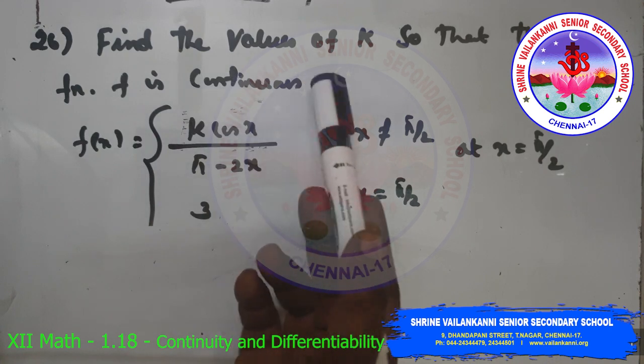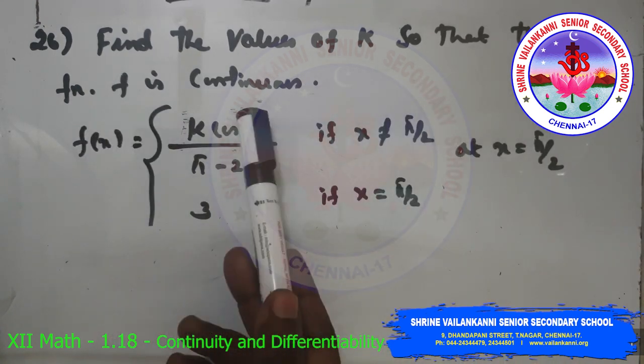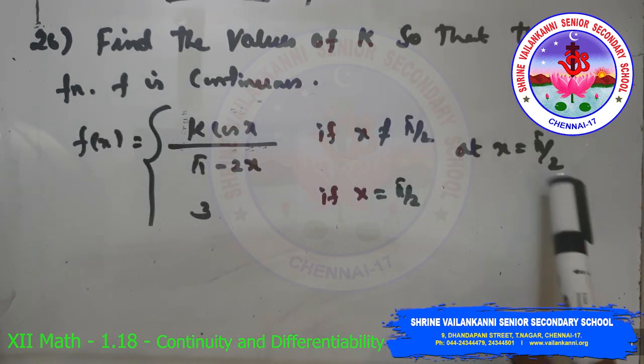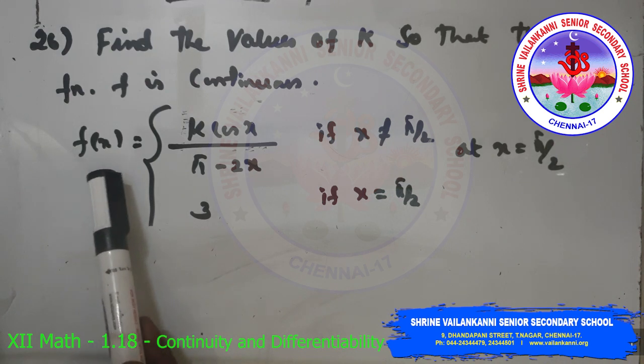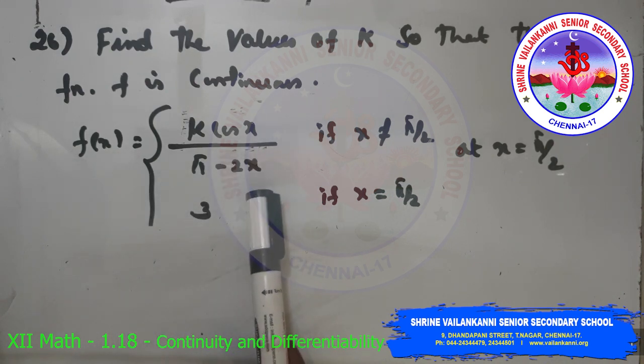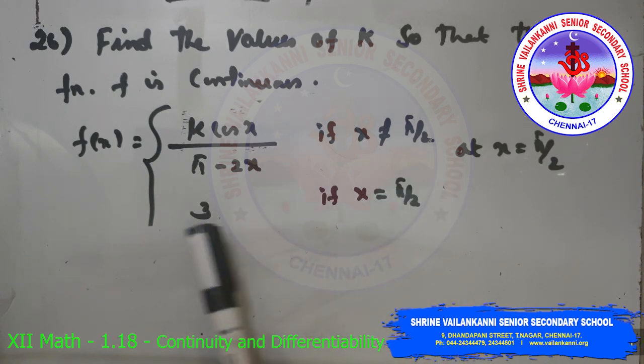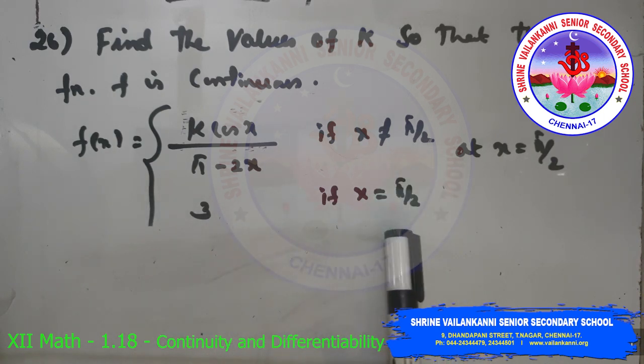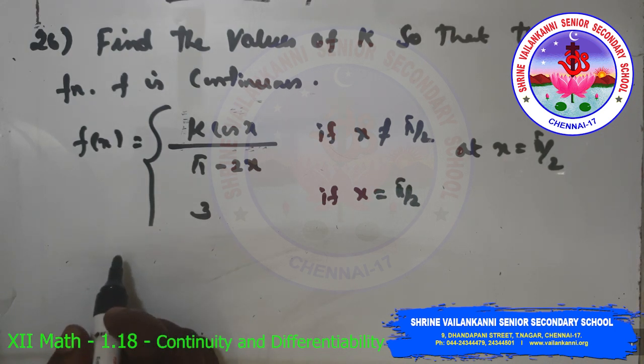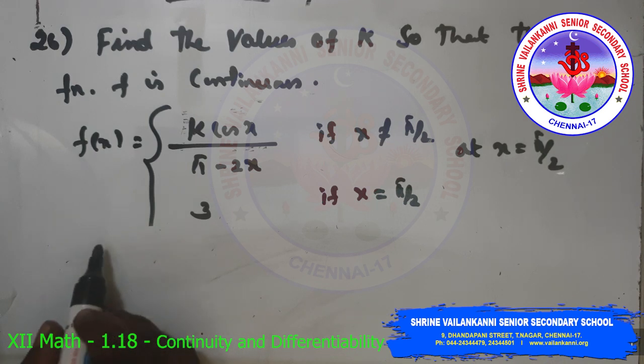26th question, find the values of k so that the function f is continuous at x equal to pi by 2. The function f is defined to be k cos x by pi minus 2x if x is not equal to pi by 2, and f of x equal to 3 if x is equal to pi by 2. So we have to find the value of k. The function is continuous at x equal to pi by 2.